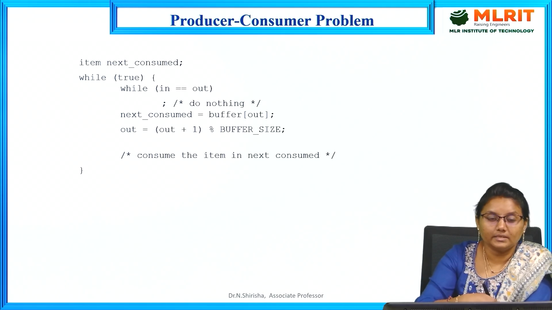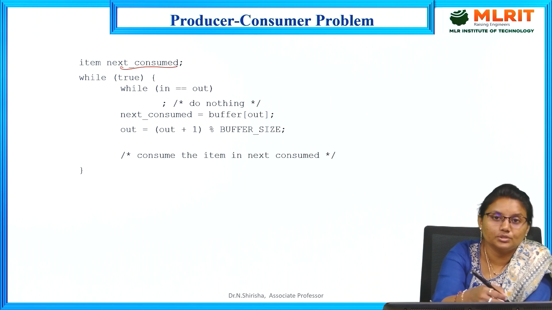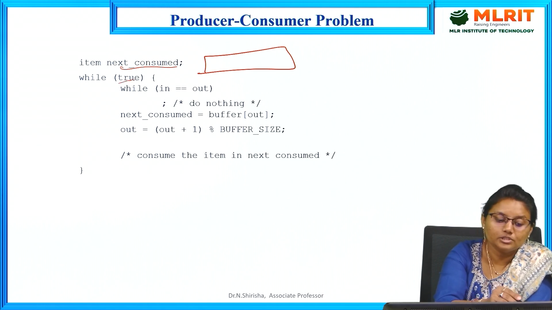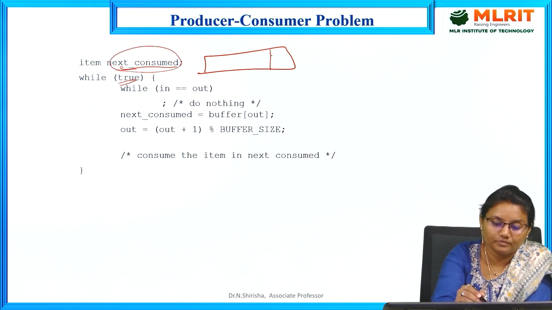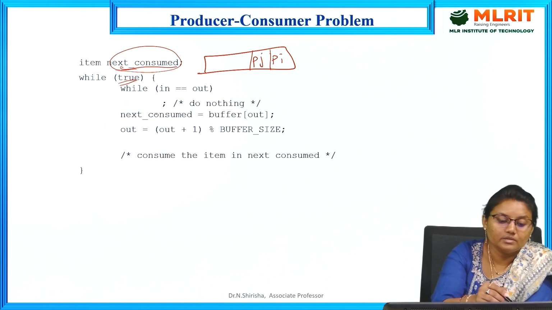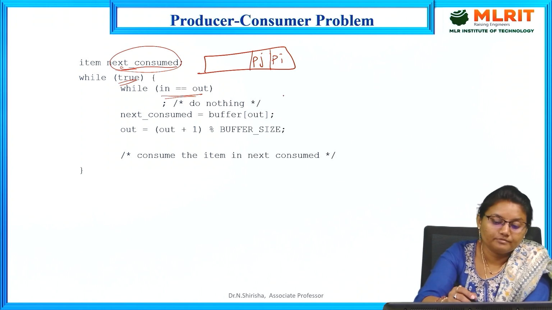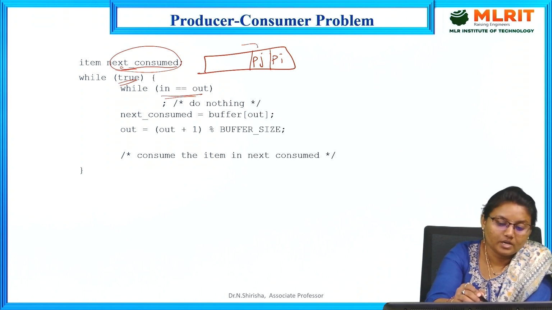Now the consumer can consume. This is next consumed: if the buffer is empty, is there any process to consume? Then while true will become false, and whenever the condition is false, it comes out of the loop. When the condition becomes true, you have the next consumed process. If you have some processes Pi and Pj, then it will check whether in is equal to out.